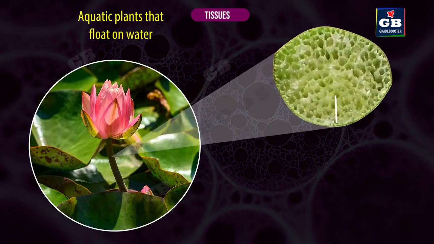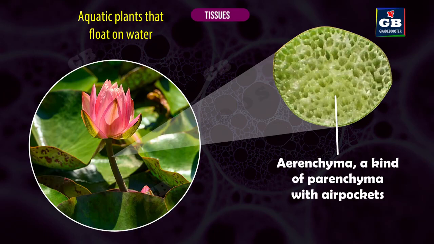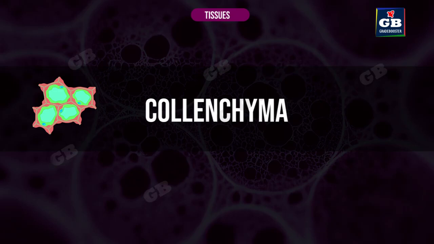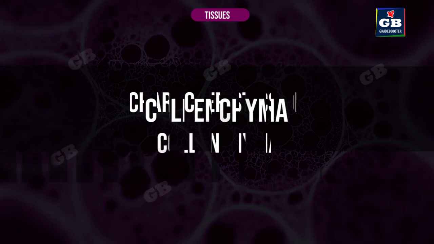Number 3. Parenchyma makes the plants float. In aquatic plants, large air cavities are present in parenchyma, which helps the plant to float on water. This parenchyma is called aerenchyma. Next, we see another type of simple permanent tissue called collenchyma.